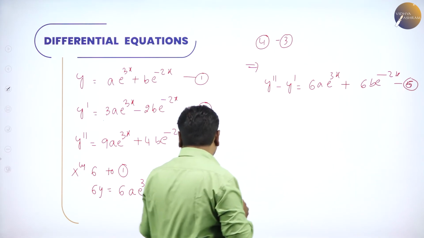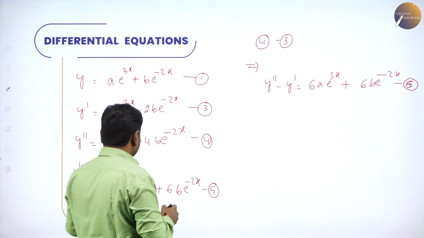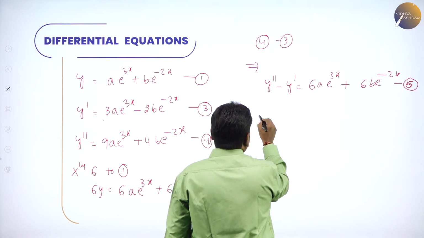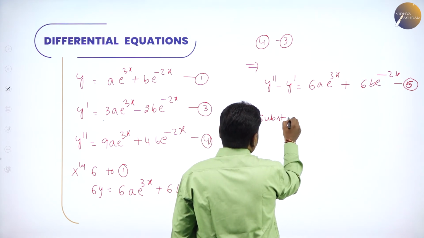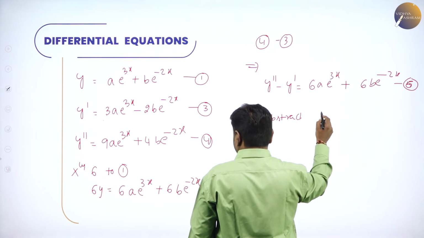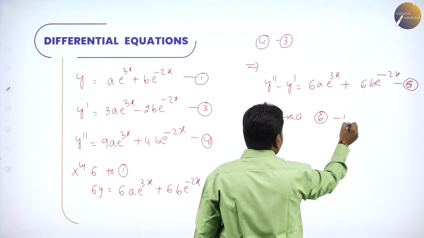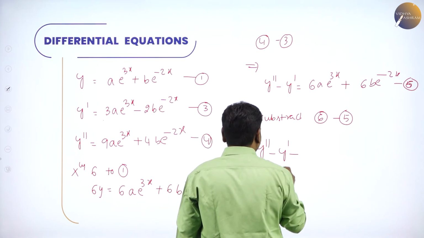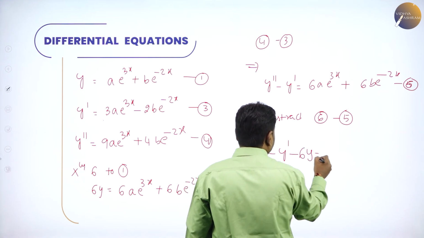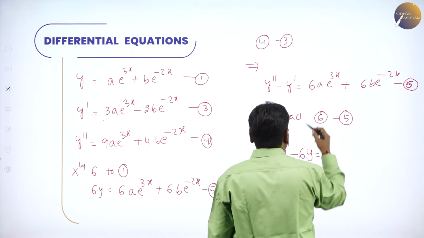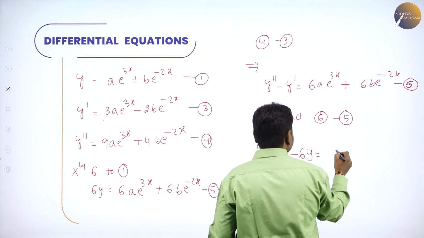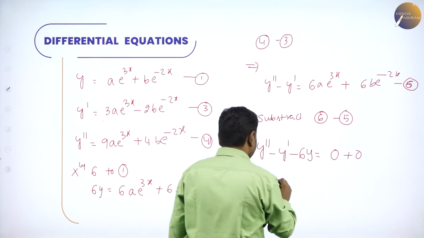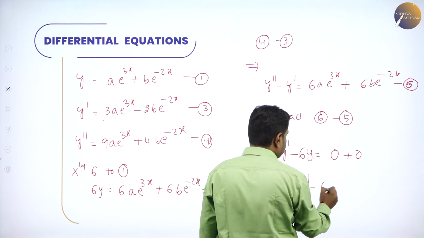So now observe these two. If I subtract these two, 6 cancels. You can see these two are the same. So now subtract equation 6 and 5, 6 minus 5. LHS y double dash minus y dash minus 6y is equal to, if I subtract this, 6 minus 6 cancels, 0. So you got the final answer: y double dash minus y dash minus 6y equal to 0.